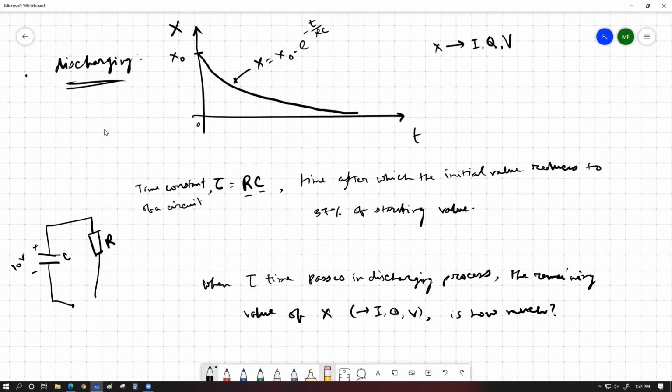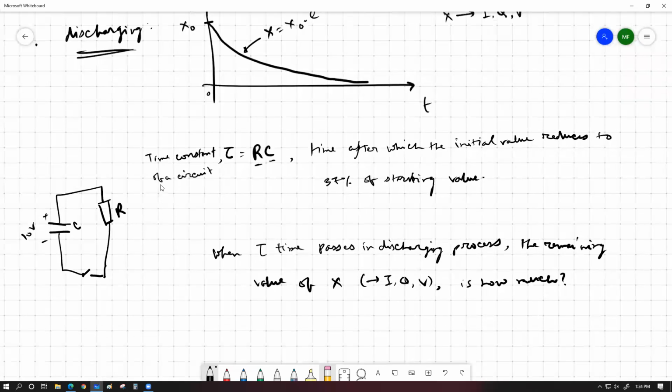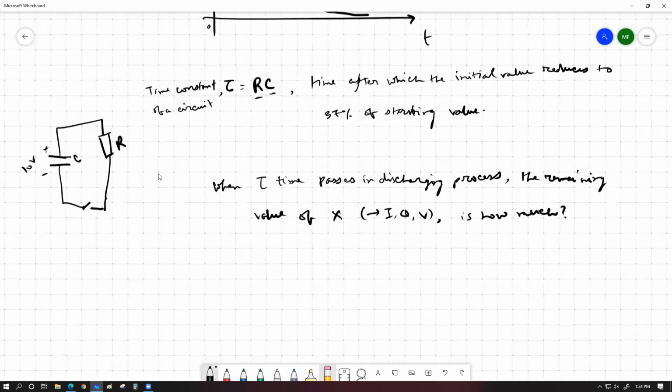Let's say we have a switch over here, which we're going to close and start a stopwatch by some computer mechanism, because manually it would be very difficult to do. It's not impossible, but it's difficult to have a precise measurement. And then we want to calculate what will happen to the charge stored or voltage across the capacitor, or the initial current, when tau amount of time has passed.